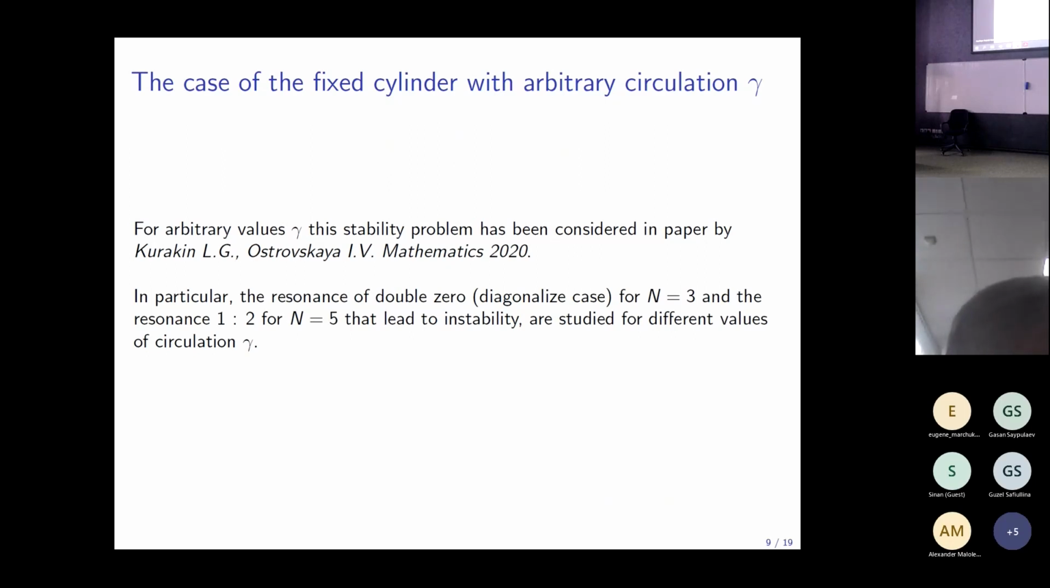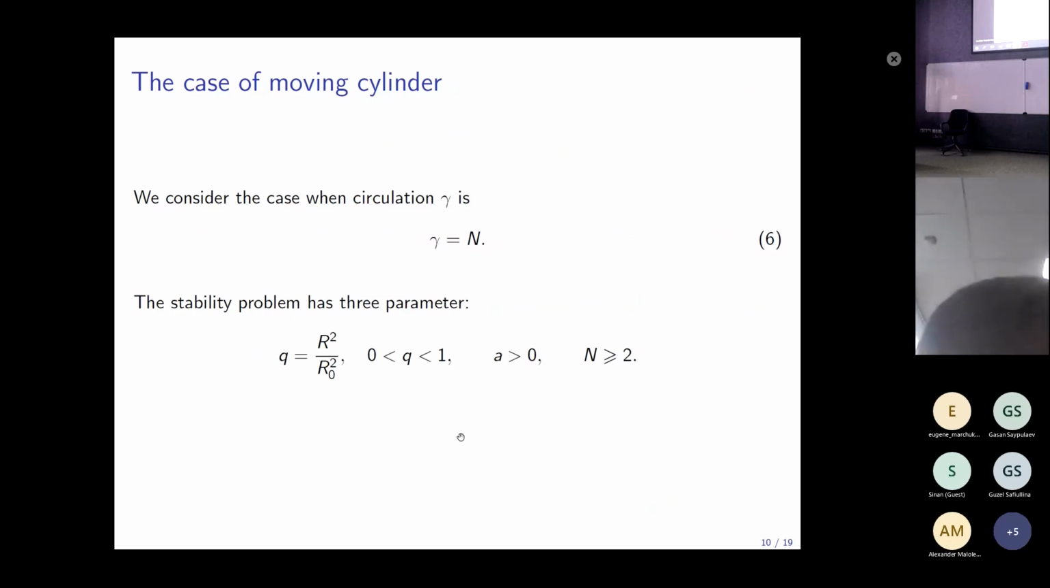The case of the fixed cylinder with arbitrary circulation gamma. For arbitrary values of gamma, this stability problem has been considered in our papers. In particular, the resonance of double zero diagonalized case for n equals 3 and the resonance 1 to 2 for n equals 5 that lead to instability are studied for different values of circulation gamma. Next slide, please. And now about the case of moving cylinder.